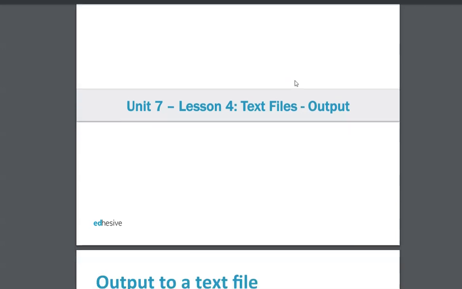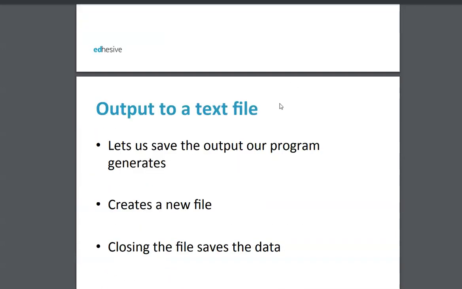I'm going to jump over to the 7.4 slides real quick because your quiz is on 7.3 and 7.4. This is going to basically be the same, except it's going to be outputting to a file instead of inputting. When we output, we say we write to a file. So let us save our program, and we want to save the output our program generates. We're going to create a new file and close the file.